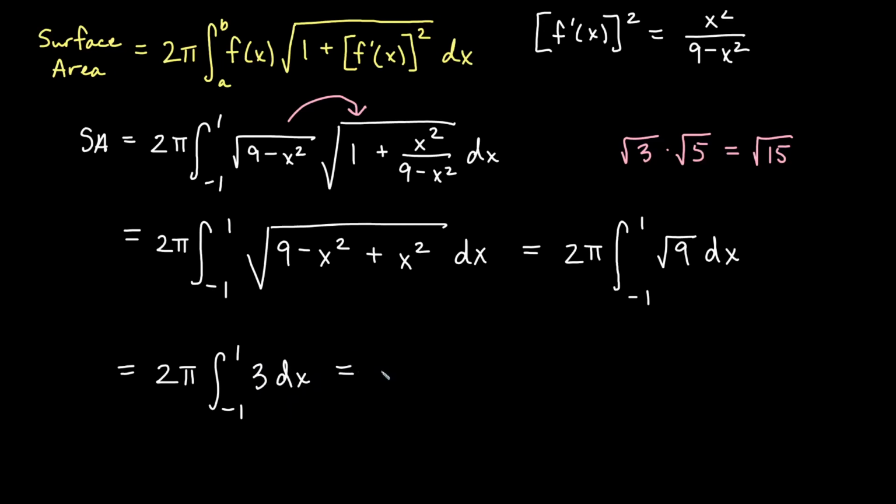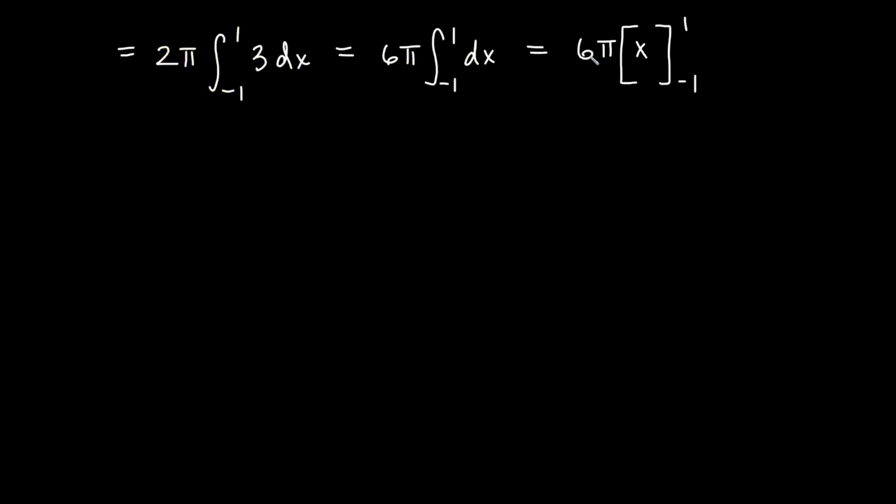At that point, you're certainly welcome to bump the 3 out and say 6 pi integral -1 to 1 dx. And now we do the antiderivative of dx, or if you want to think of a 1 here, what's the antiderivative of 1? And of course that would be x. And we're going to plug in -1 and 1. Let's go ahead and do that below.